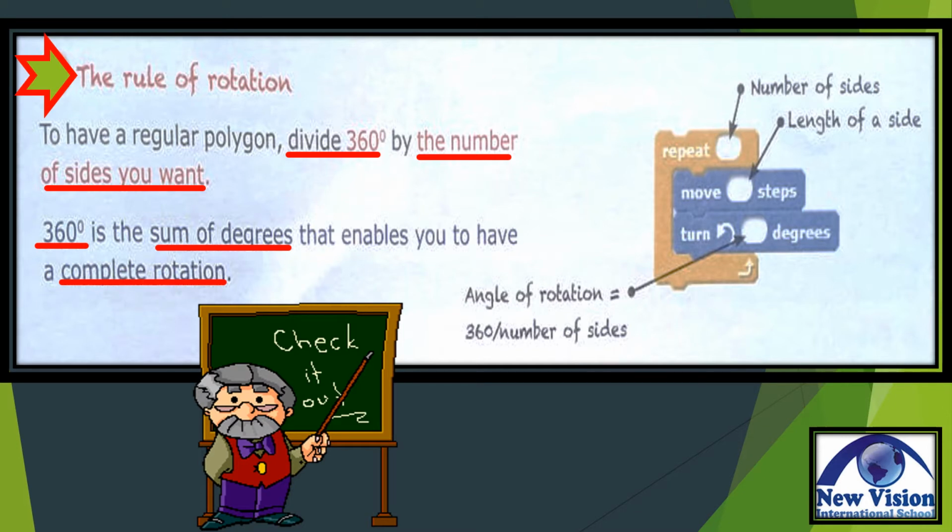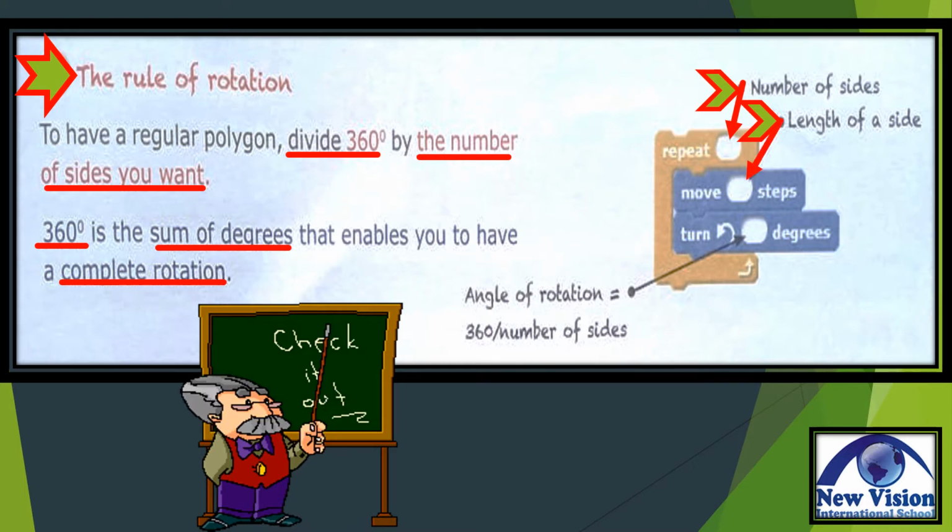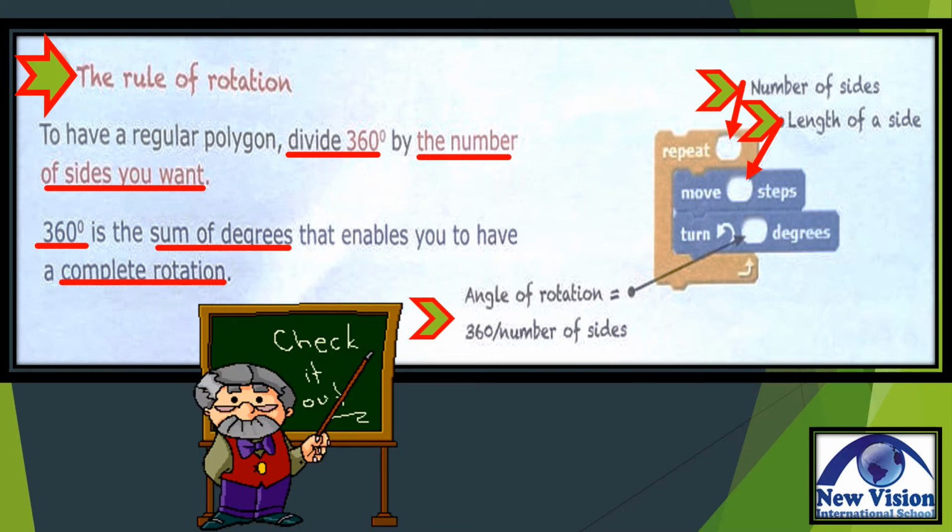Now, take a look at the blocks of scripts given. First, we have the repeat times that represents the number of sides of a regular polygon. And the move steps represent the length of a side of a regular polygon. And finally, the angle of rotation, which is 360 divided by number of sides, is represented by turn degrees, either to the left or to the right.